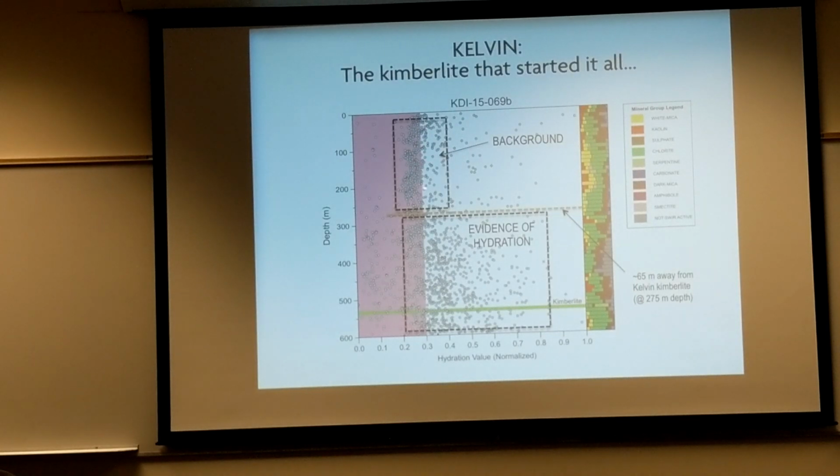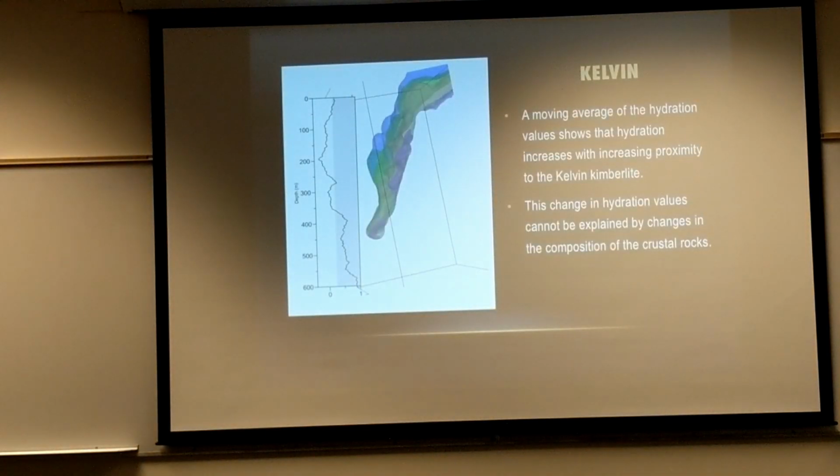We weren't sure what we would find. We didn't go into this knowing what we were going to find. But what this said was that something is happening 65 meters away from this kimberlite, that is happening right here, so that there's more hydration as we get closer to the kimberlite. If you plot Kelvin's data from that hole as a moving average of the hydration values, you'll see that the hydration values increase with increasing proximity to the Kelvin kimberlite.